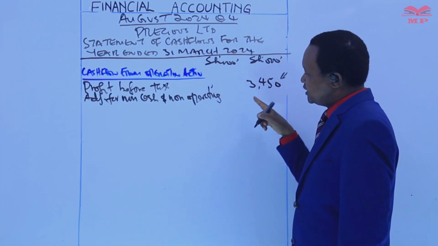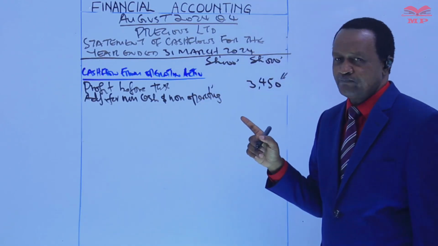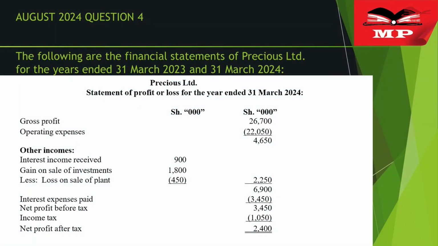And how do you identify the non-cash items? Look at the question. Before the profit before tax, look at the items there. What items do we have? You don't need to struggle much because the information is provided.